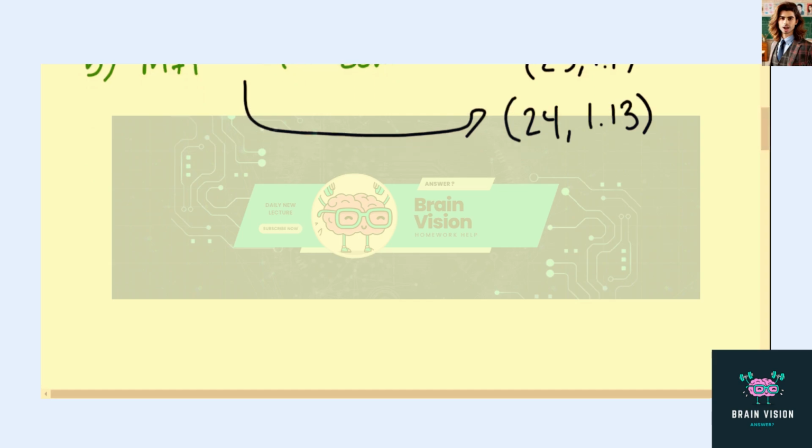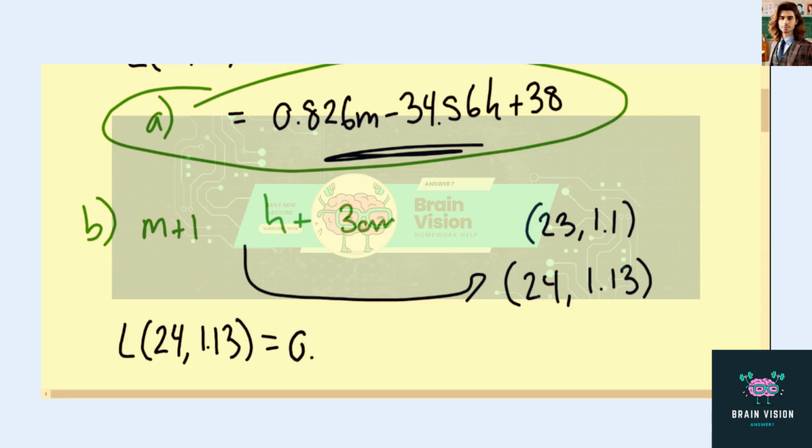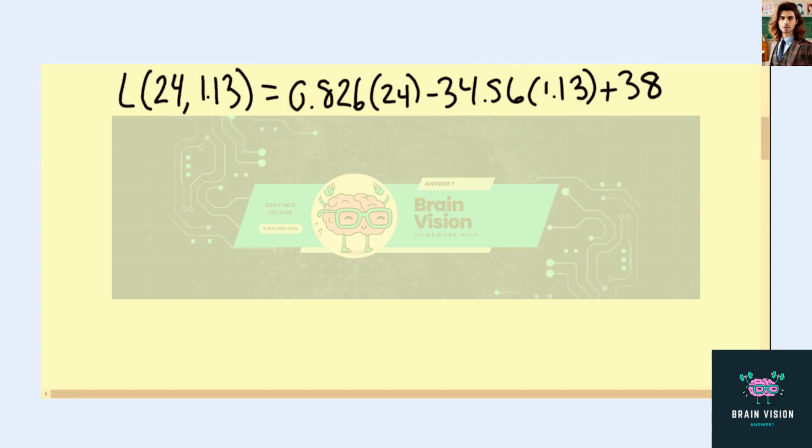So we're just going to plug that into the linear approximation that we have here. If we approximate at 24 and 1.13, that's going to be roughly equal to 0.826 times 24 minus 34.56 times 1.13 plus 38. And the calculator says that is equal to 18.77.